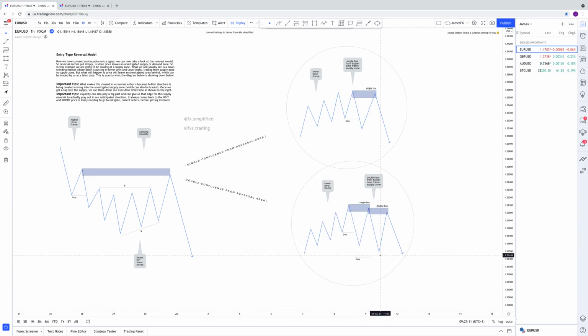Now, one question I'm guessing you're probably thinking, does this single break need to mitigate? Let me just move that out of the way. What if it only came back to here? And is it still considered a double break from here? So let's just say price came back into there and we see it go short from there. Is that valid? Yes, it's definitely valid.